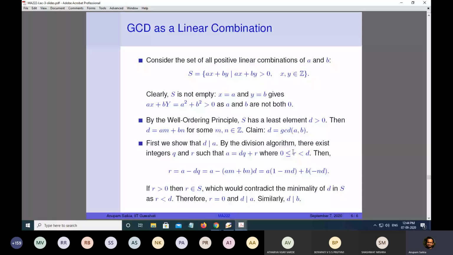So how do I do that? But it is clear now, because suppose C divides A and C divides B, then certainly C divides AM plus BN. That is one of the divisibility properties. So certainly C divides D. Now if C divides D, certainly mod C is less than or equal to mod D. But mod D is D, so that means C is less than or equal to D.